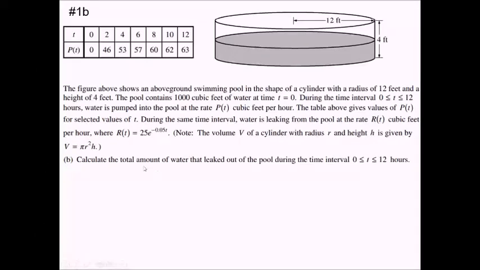For this part of the problem, we want to calculate the amount of water that leaked out of the pool during the interval from 0 to 12 hours. Well, we have a rate of change for leaking. That's this R of t that they gave us here. So we just need to take the integral of R of t to find the total amount that leaked out. This is going to be the integral from 0 to 12 of R of t dt. And they already defined R of t, so I don't have to rewrite all that stuff. I do need to do this on the calculator, though.